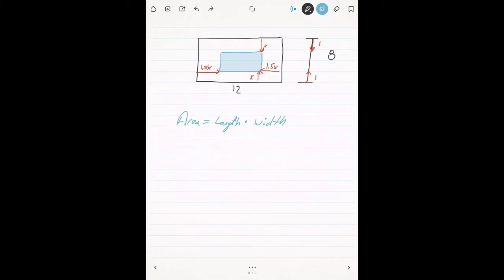Let's try another setup. Instead of 1 foot, let's pretend we moved in 2 feet on each side. So how much space would we have left if we moved in 2 feet from the top and 2 feet from the bottom? Well, hopefully you're saying pretty quickly that it would be 4. Because if we had 8 feet in total, you move in 2 feet from the top, then we only have 6 feet left over. But if you move in 2 feet from here, we only have 4 feet left over.